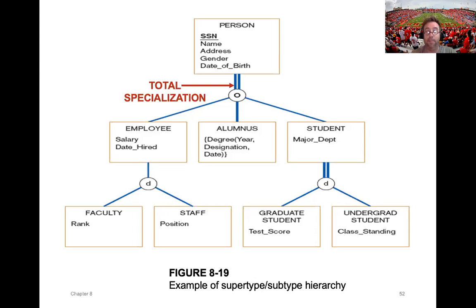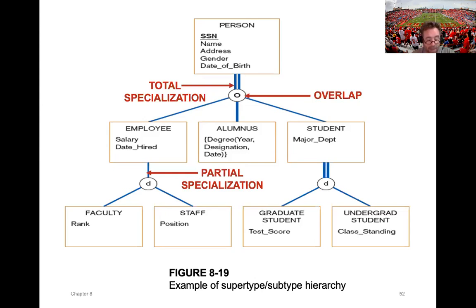Partial specialization, this single line: an entity instance of the supertype does not have to belong to any subtype and may or may not be an instance of one of the subtypes. So if you're an employee, if you're faculty and staff, you may not be. What's a teaching assistant? The teaching assistant gets paid by the university, but it's not faculty, it's not staff. So that's a partial specialization.